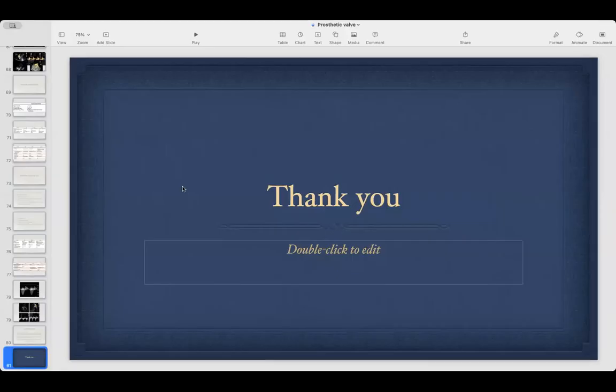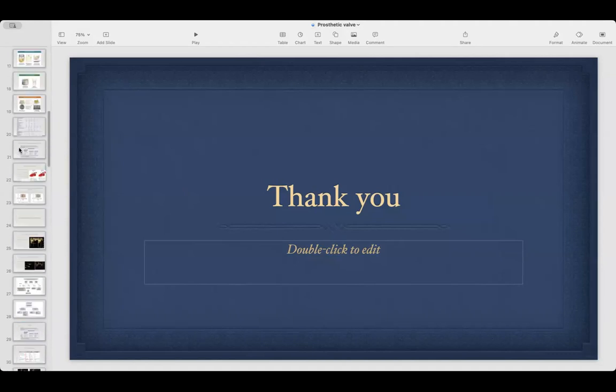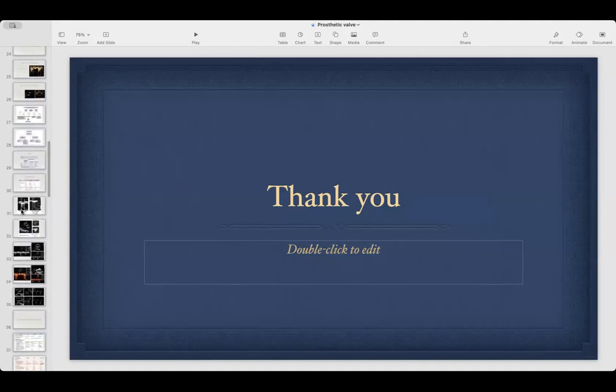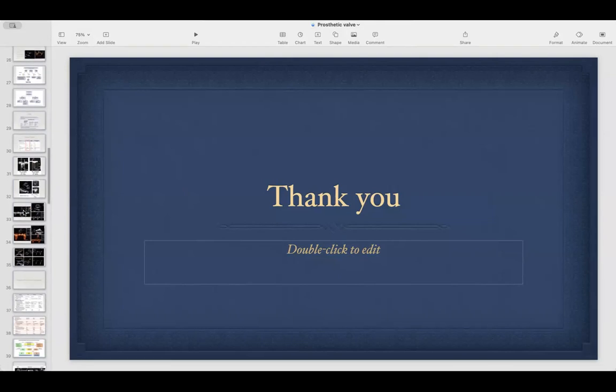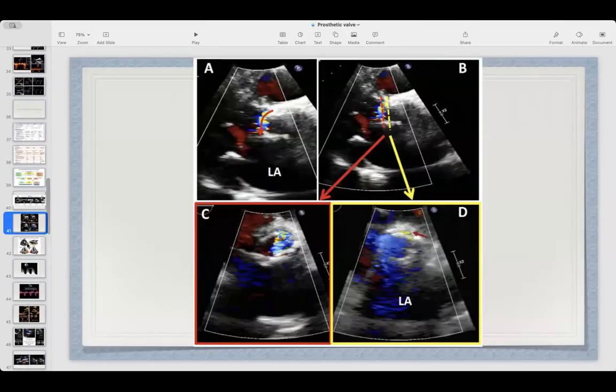This is a good question. Let me show you now how to do it. Of course, you have two ways to do this: you can do 2D or 3D. In 2D, it's better to use biplane, or what's called X-plane, so you will do X-plane.